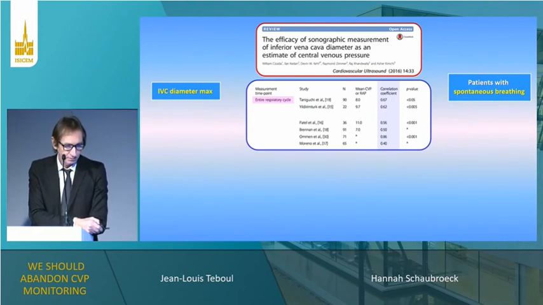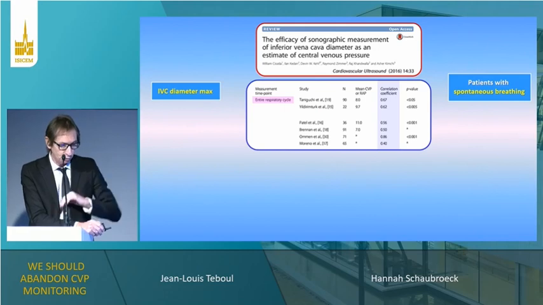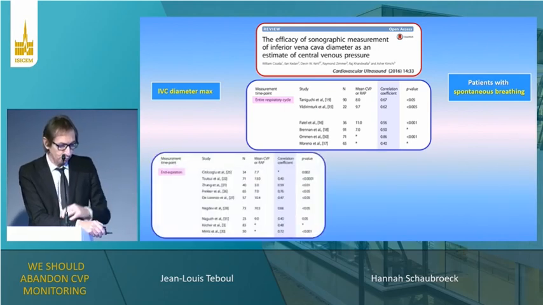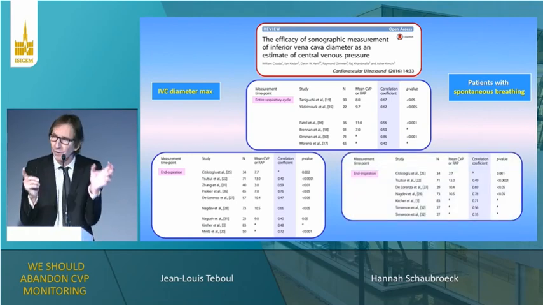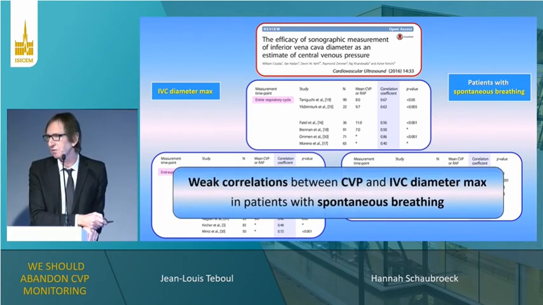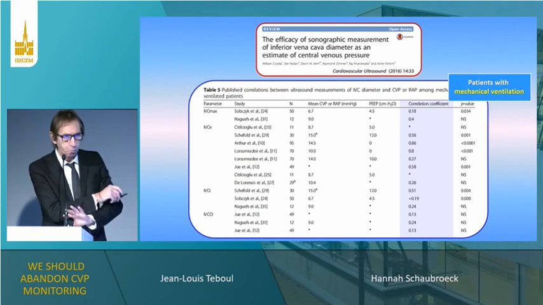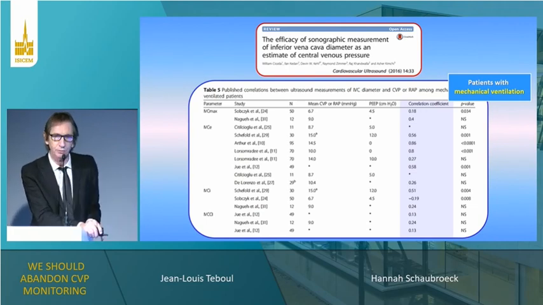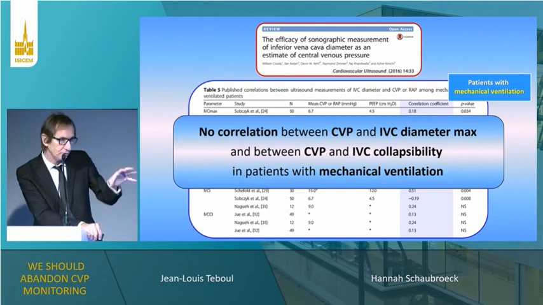It does not work. This is one of the analyses of the literature recently showing that if you take the IVC diameter, the maximal value during the entire respiratory cycle or during end expiration or end inspiration, whatever, in patients with spontaneous breathing, you have very weak correlations between the diameter and CVP. But in patients with mechanical ventilation, no correlation at all. Either with the diameter or with the IVC collapsibility in patients who receive mechanical ventilation, patients we are talking about just today.